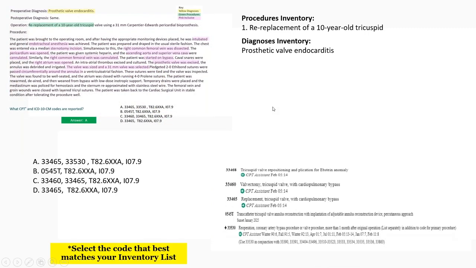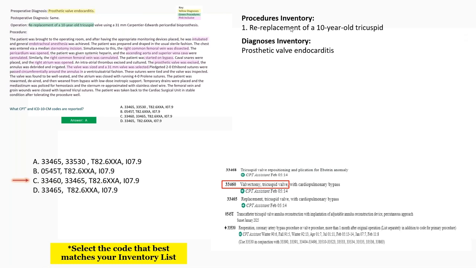And these are the code options. So select the code that best matches your inventory. Let's look into the first one, 33460, valvectomy tricuspid valve. So once again, I want to bring the attention towards selecting the code that best matches your inventory. Does this match our inventory, coders? What do you think?